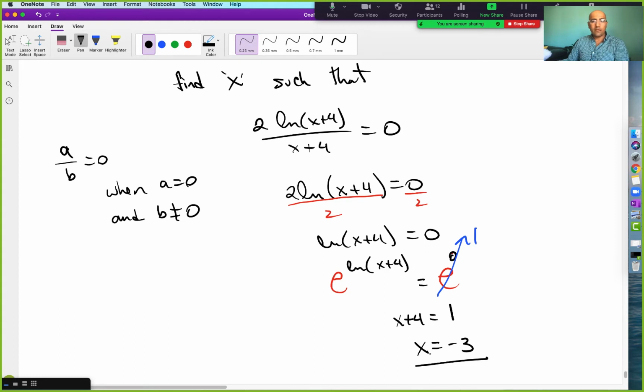Right? So we have the x coordinate. To find the y coordinate, we got to come back to our function and plug in a -3.